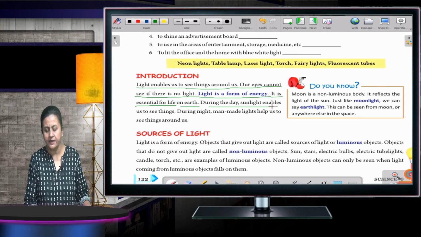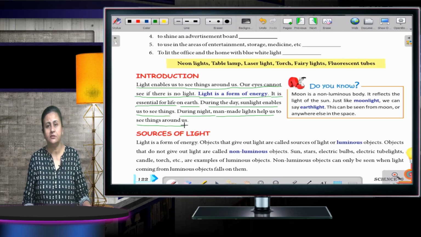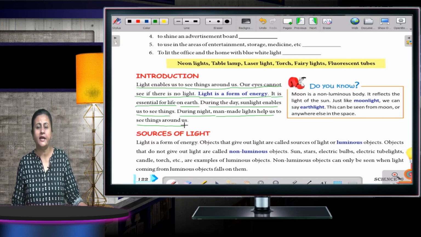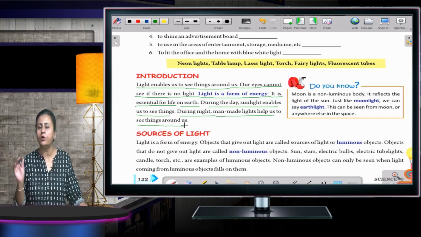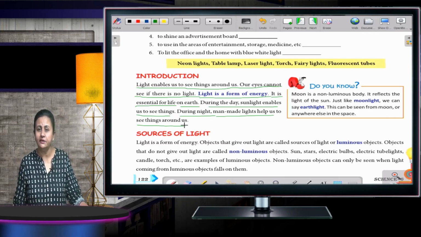During the day, sunlight enables us to see things, and during night, man-made light help us to see things around us. In the daytime, you have sun. When the light of the sun is there, you can see different things. But at night, when there is no sun, the man-made lights are there, due to which you are able to see the different objects around yourself.